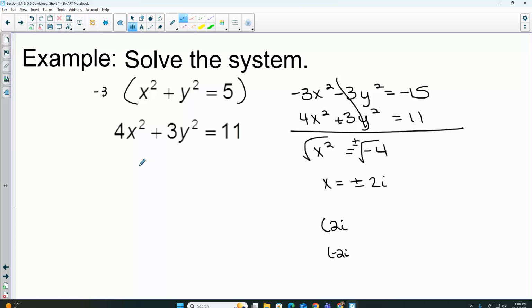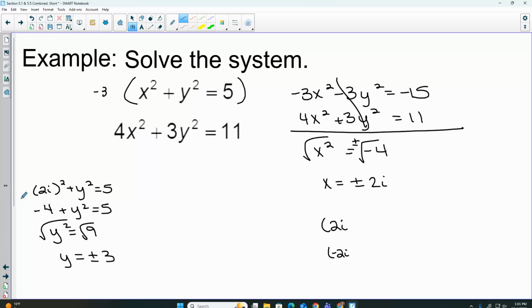So now I have to plug those back in. So if I did it in the first one. What is 2i squared? Close. -4, right? Because it would be 4i squared. So if I add my 4 over, I get y squared equals 9. When I square root, that gets a plus or minus, so I get y could be positive or -3. So when x is 2i, I got two different answers. That means we have more points. We have 2i, 3, and we have 2i, -3.